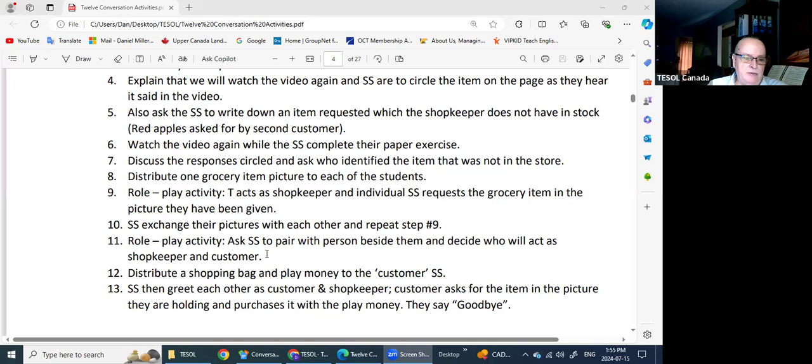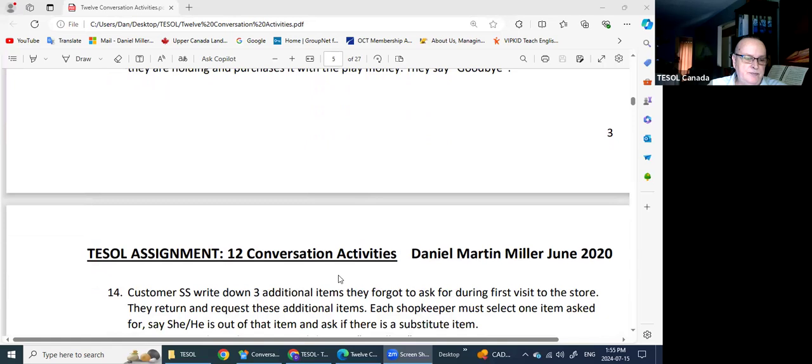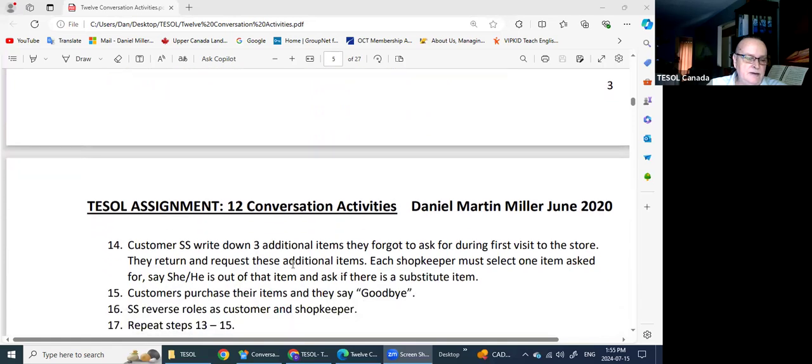Ask students to pair with the person beside them and decide who will act as the shopkeeper and customer. Distribute a shopping bag and play money to the customer. Students then greet each other as customer and shopkeeper. Customers ask for the item in the picture they are holding and purchase it with the play money. They say goodbye. Customer students write down 3 additional items they forgot to ask for during their first visit to the store. They return and request the additional items.